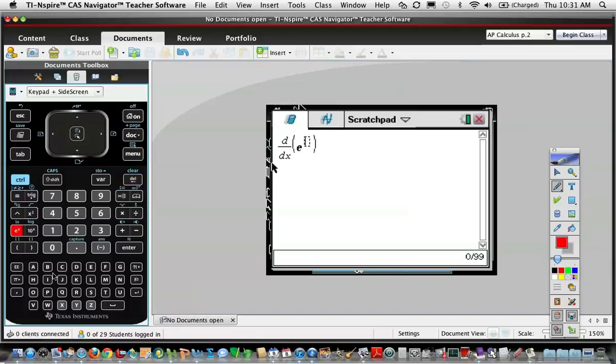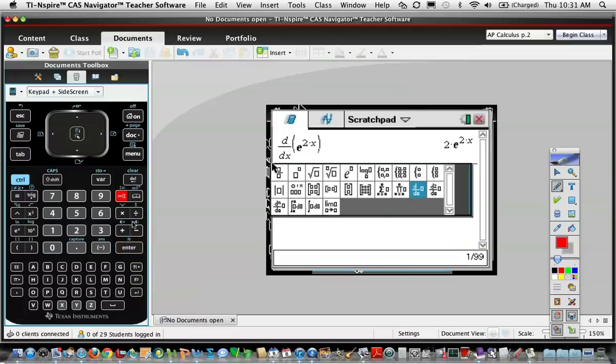Let's do the derivative of e to the 2x. Okay, now what is that going to be? 2e to the 2x. We kick out the 2. But that was a function inside of a function. 2x is a function, and it's inside the e function. So we kicked out a 2.